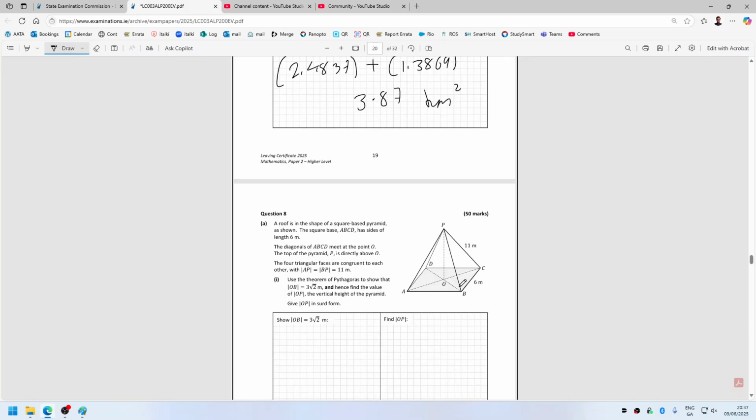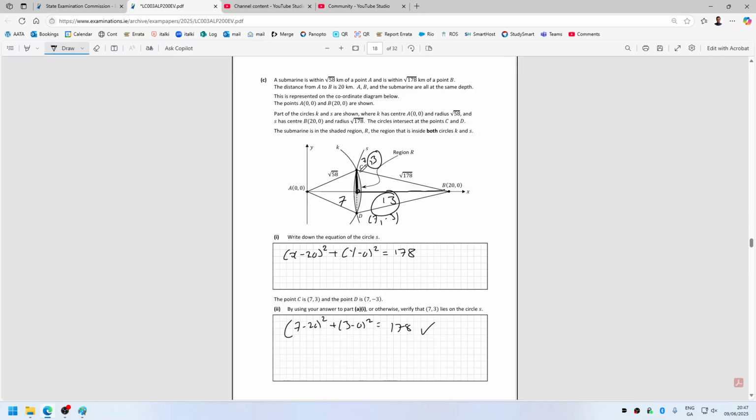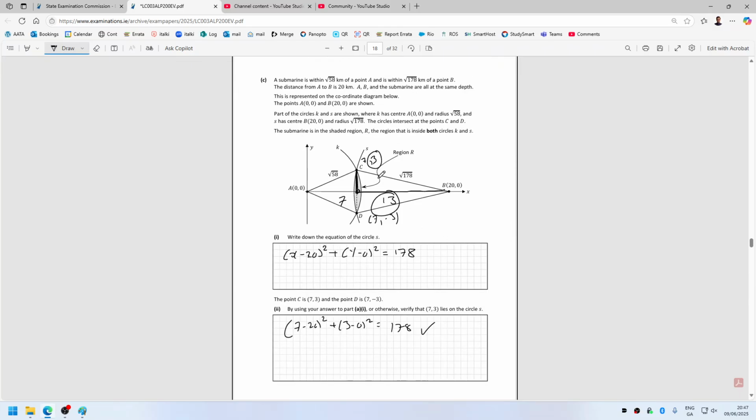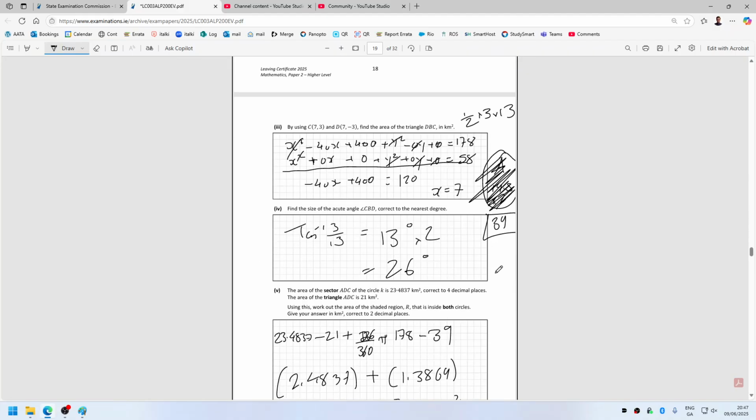Okay, hopefully I didn't screw that up more. Angle CBD, yeah, I forgot to multiply that by 2 because I was just doing 3 over 13. And then the area has been multiplied by 2 as well. Okay, well, that's fixed now, hopefully.